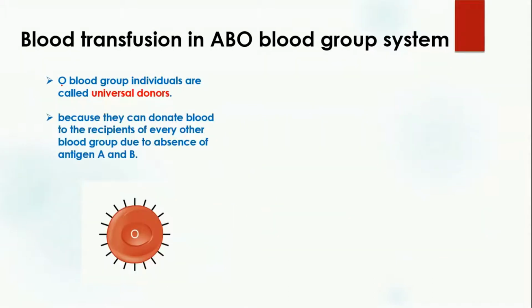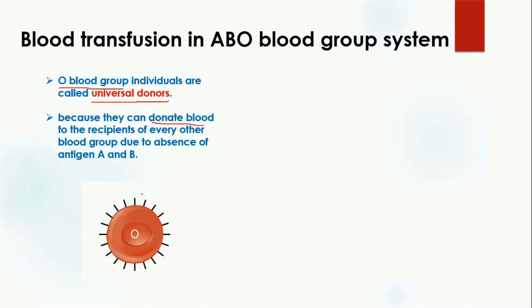The individuals whose blood group is O are known as universal donors. Why are they called universal donors? Because they can donate blood to the recipients of every other blood group due to the absence of antigen A and B. Here you can see that this is the red blood cell of blood group O. There is no antigen A, neither antigen B present. So because of this, blood group O is the universal donor.